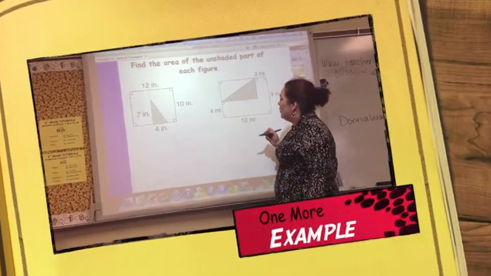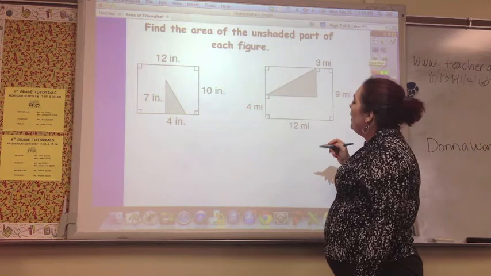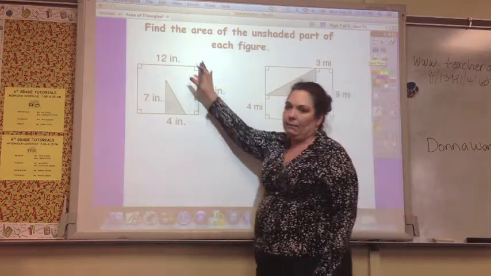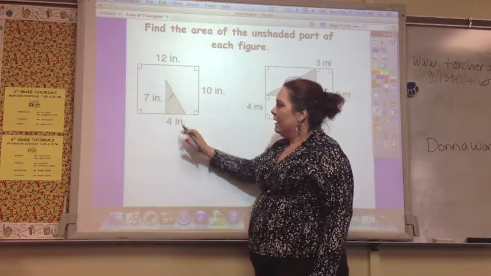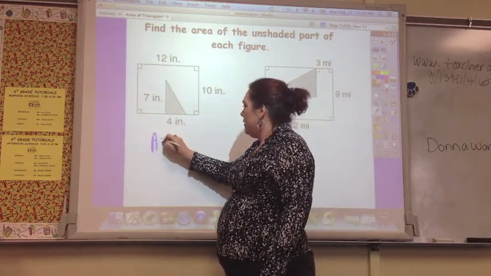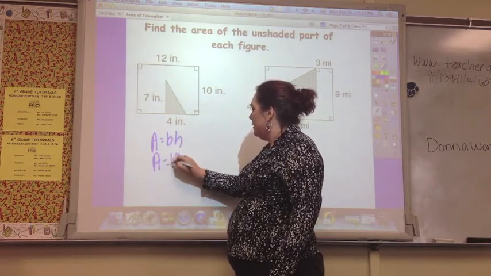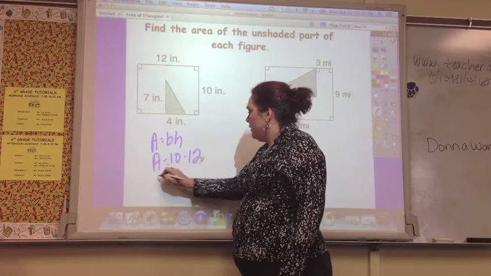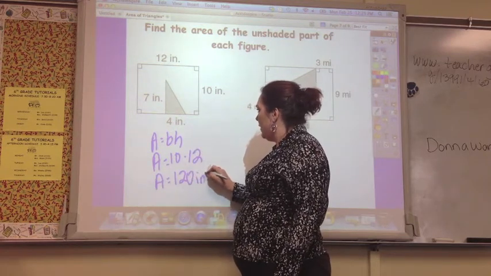Find the area of the shaded part of each figure. Find the area of the unshaded part of each figure, the unshaded part. So I need to find out the area of the whole thing and subtract this out. So the area of this rectangle is area equals base times height. Area equals 10 times 12. So area equals 120 inches squared.